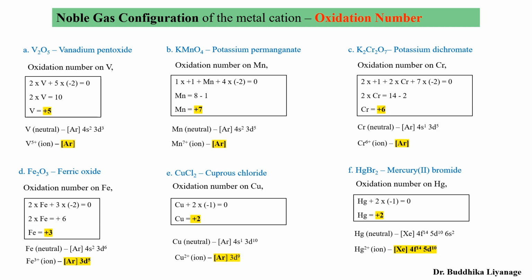I hope now you understand how to calculate the oxidation number on the metal cation in the given compound, and how we can write the metal cation electron configuration in the noble gas notation.